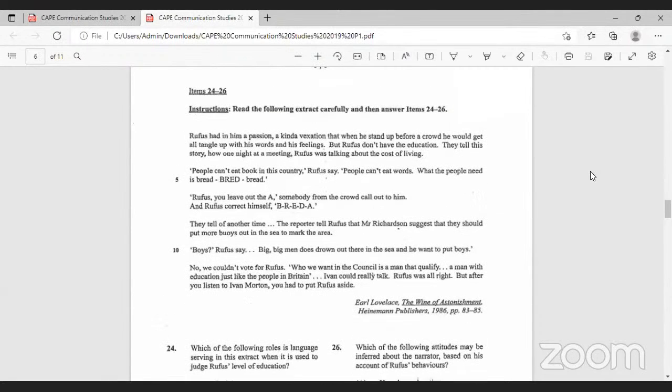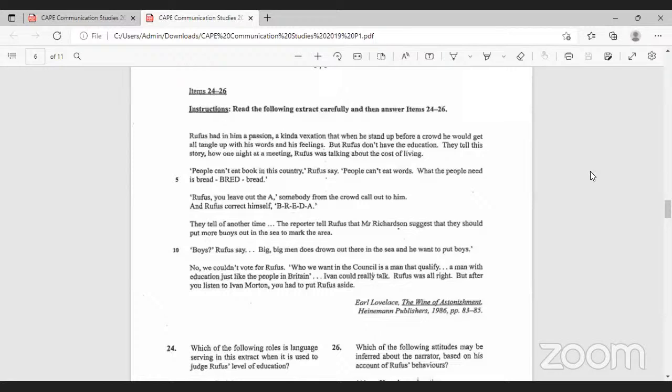Items 24 to 26. Same kind of question. Rufus had in him a passion, a kind of vexation, that when he stand up before a crowd, he would get all tangled up with his words and his feelings. But Rufus don't have the education. They tell this story how one night at a meeting, Rufus was talking about the cost of living. "People can't eat book in this country," Rufus said. "People can't eat words. What the people need is bread." "B-R-E-D, bread. Rufus, you leave out the A," somebody from the crowd called out to him. And Rufus correct himself. "B-R-E-D-A."